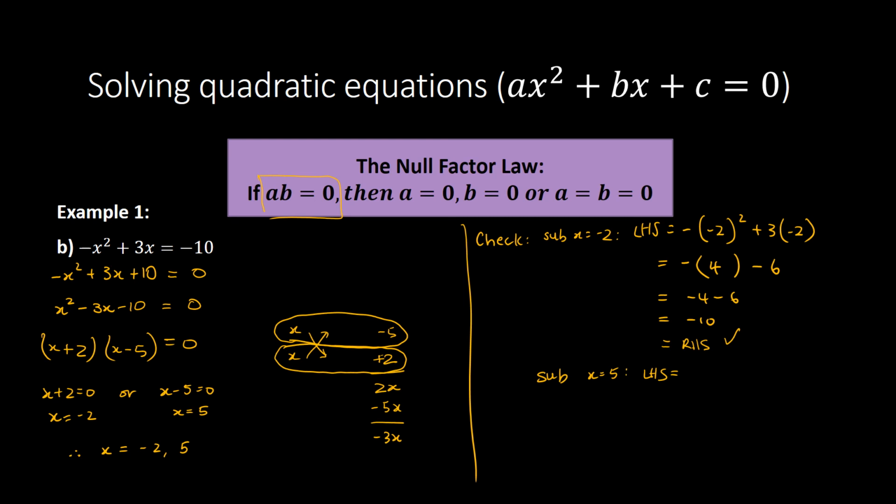Okay, that's the one. Sub x equals 5 into the equation. And see that the left-hand side is, again, negative x squared plus 3x, so negative x squared plus 3x. And we get negative, do the square first, 5 squared is 25, and 3 times 5 is 15. Negative 25, again, didn't need to write that line.